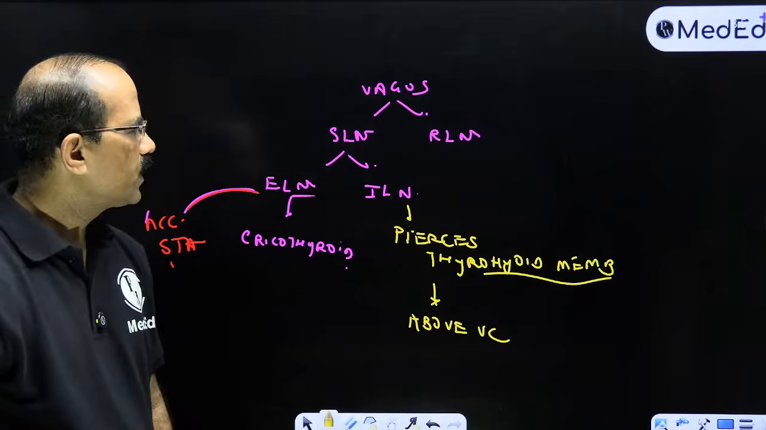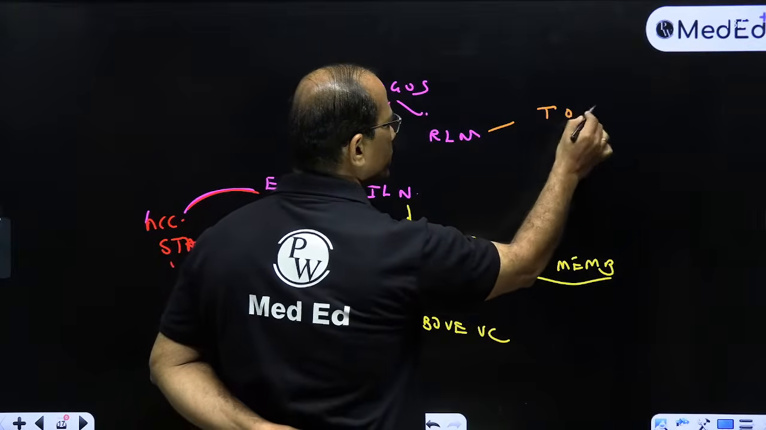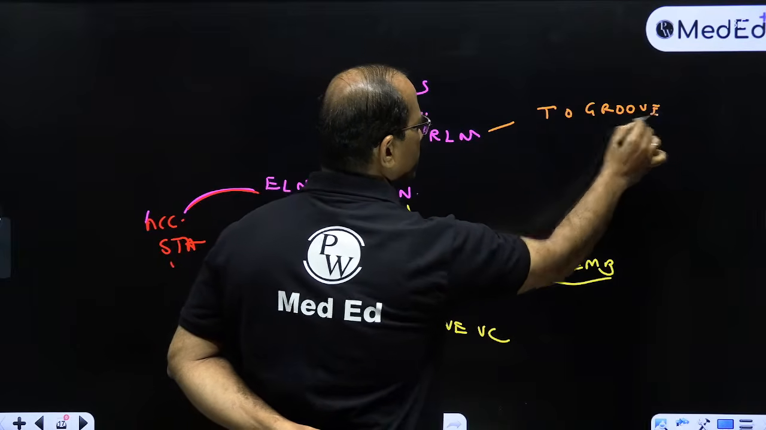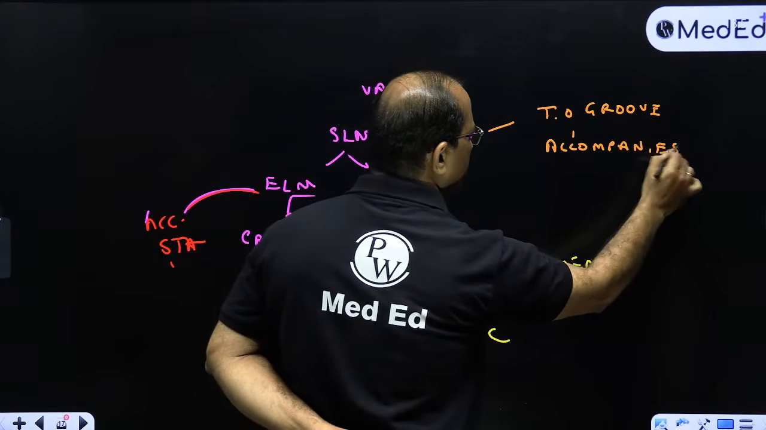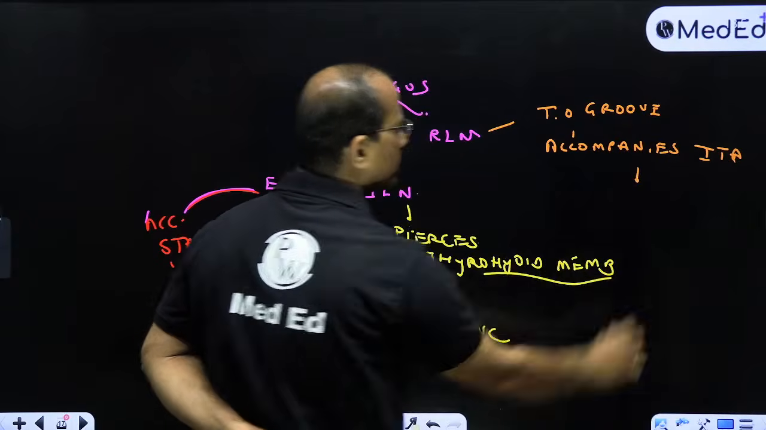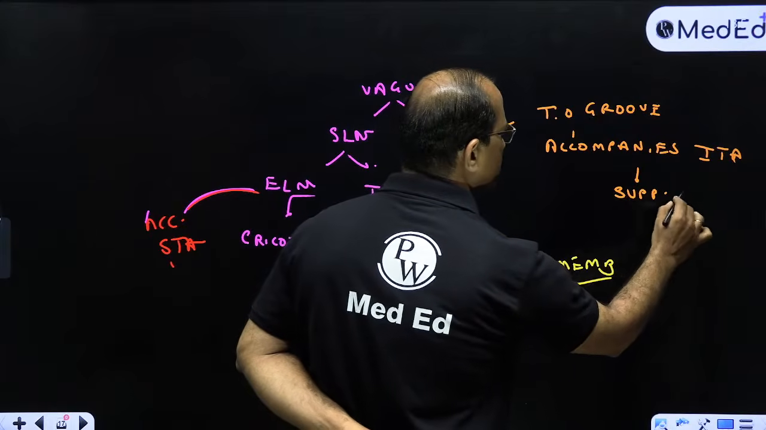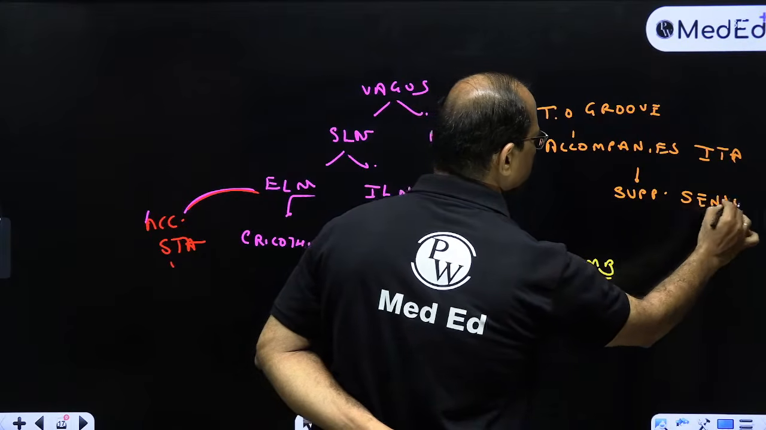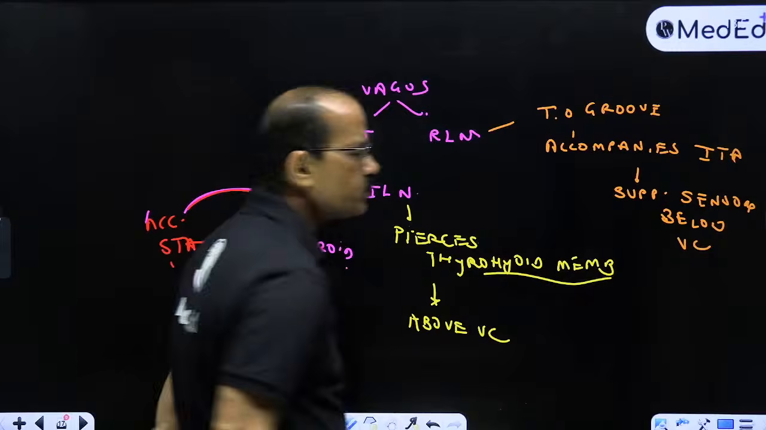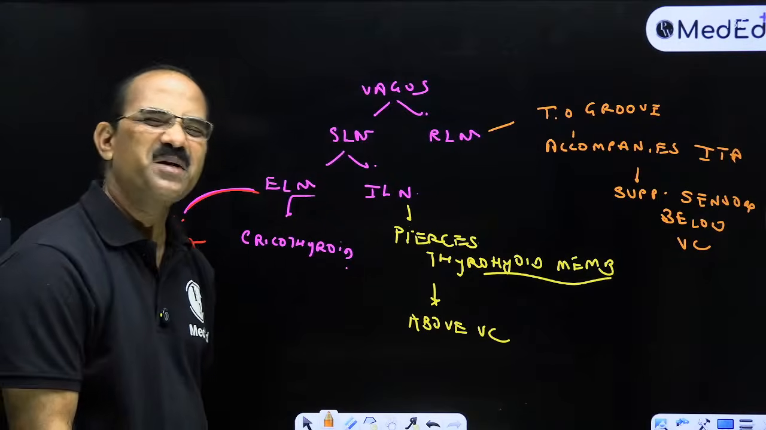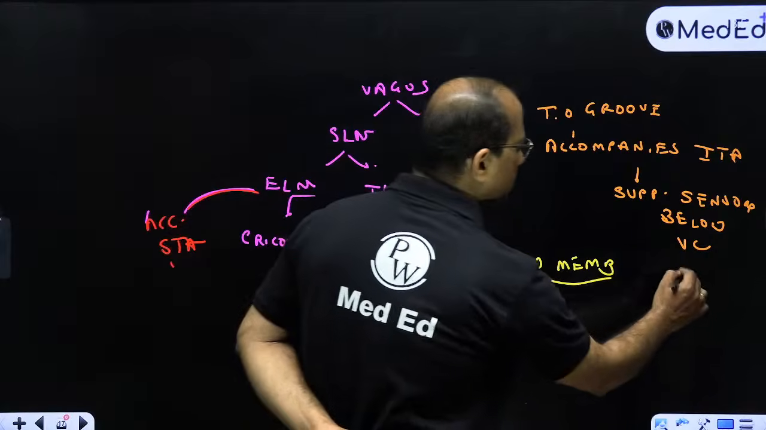बराबर है? Recurrent laryngeal nerve बोल सकते हैं. Recurrent laryngeal nerve lies in the tracheoesophageal groove में होती है. Accompanies the inferior thyroid artery. बराबर है? Supplies mucous membrane below vocal cords. Supplies sensory supply, मैं short में लिख रहा हूँ, below the vocal cords. Also supplies all the muscles of the larynx except cricothyroid.